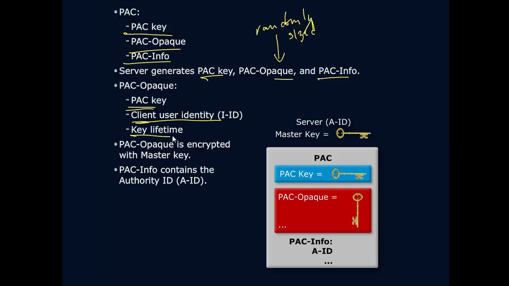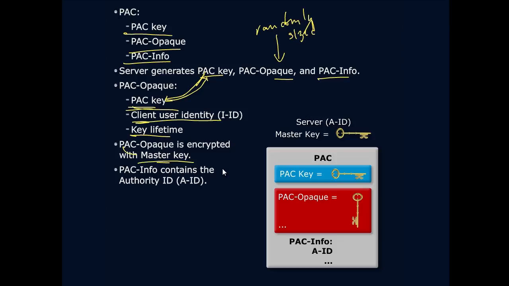Does that sound familiar? Our certificate had what? The identity, it had the duration, and it had the certificate authority hash. But here, our PAC has the PAC key, so the key is included right there. That's dropped into the PAC opaque. The client user identity and the key lifetime, how long this key is good for. The PAC opaque is encrypted with a master key.